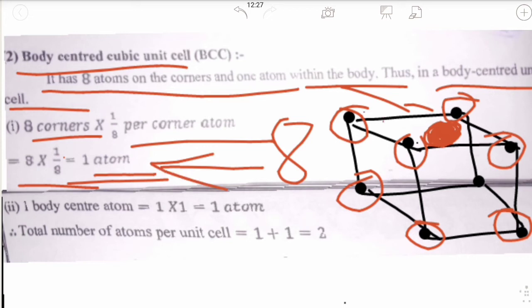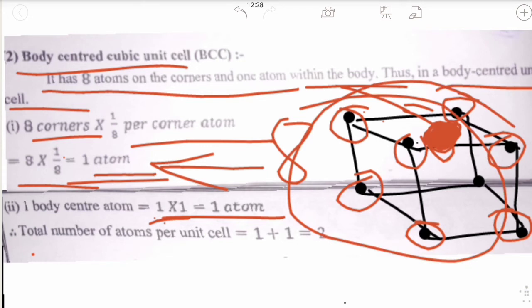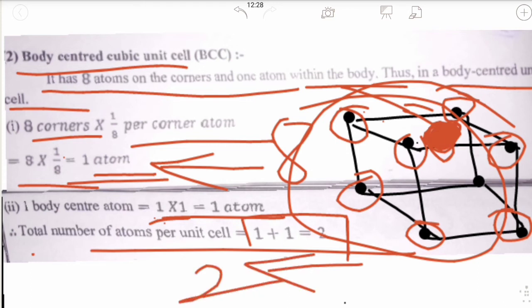Let's calculate for the one body center atom. One body center atom, 1 into 1, so 1 atom. Total number of atoms per body centered cubic unit cell is 1 plus 1 is equal to 2. There are 2 atoms in a body centered cubic unit cell.